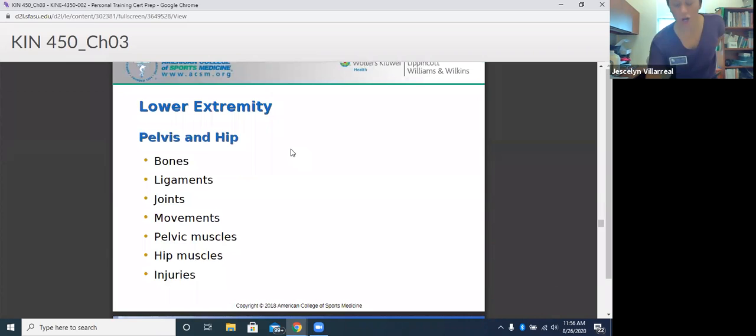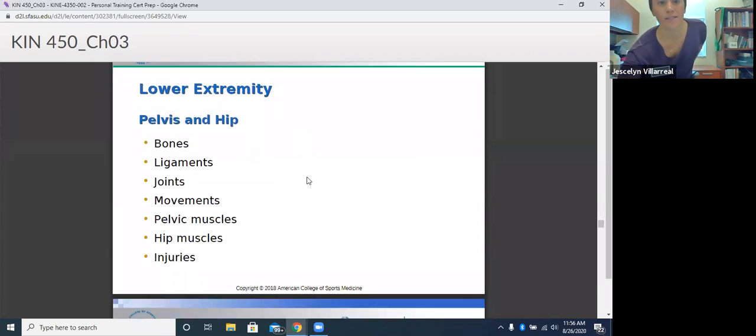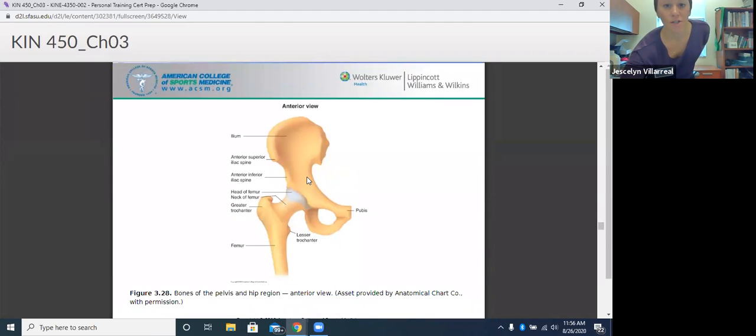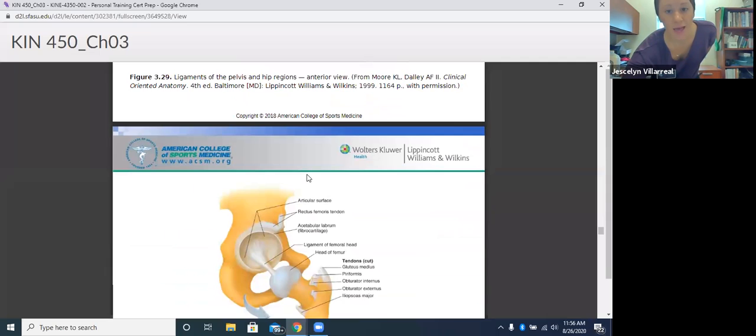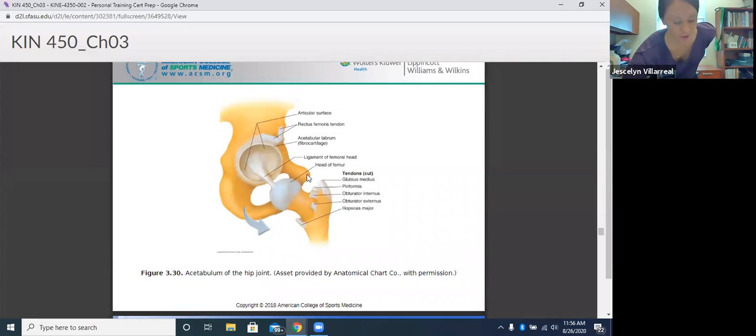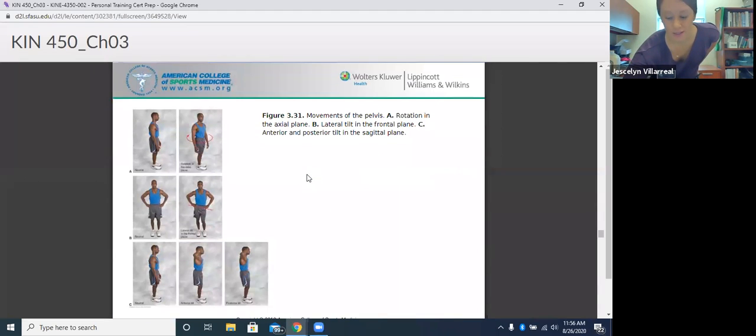Now we're getting into the lower extremity. So we've got different movements here. Anterior view of the hip and pelvis. From there you have ligaments of the pelvis, the anterior view, and then you have the acetabulum of the hip joint. Different movement of the pelvis. This is on page 84 if you want to practice.